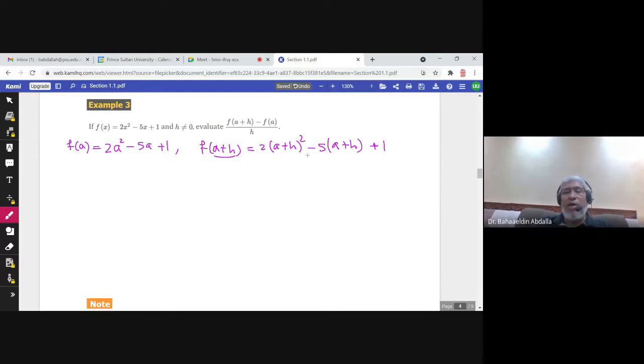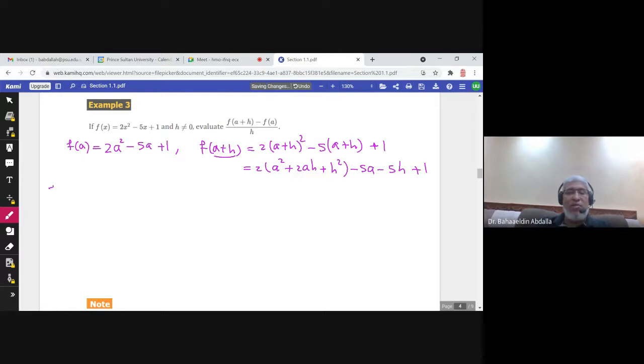Now I expand this, so it would be 2 times. If you expand this, you remember that you square the first term, plus 2 times the first times the second, plus the second term squared. So this is how we square a binomial. And then you multiply by negative 5. So it's negative 5a, and you also multiply negative 5 by h, and you have plus 1.